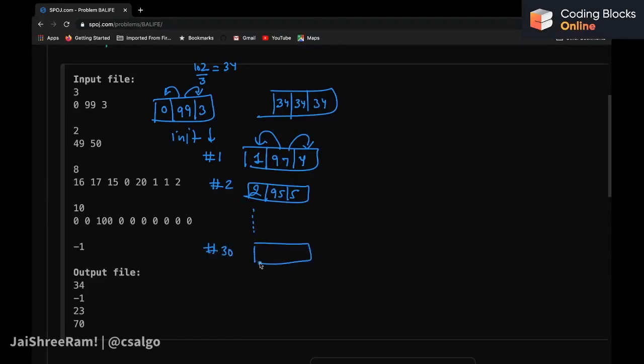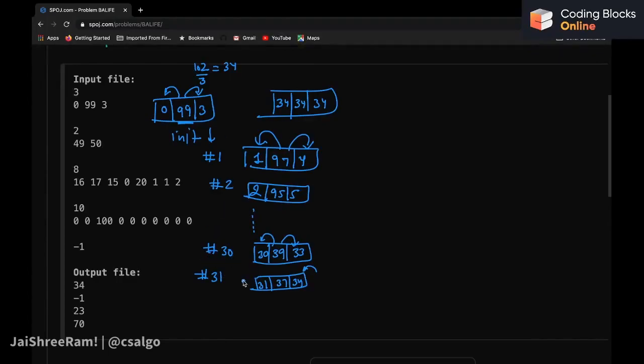After 30 rounds, if you keep on giving two jobs, it will be 99 minus 60, that is 39. This will be 30 and this will be 33. So this is the state after 30 rounds. Now let's talk about the 31st round. In the 31st round also you give one job here, one job here, so it will be 31, 37 and 34. Now you can see this block already has 34 jobs.